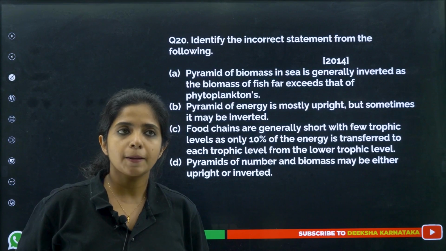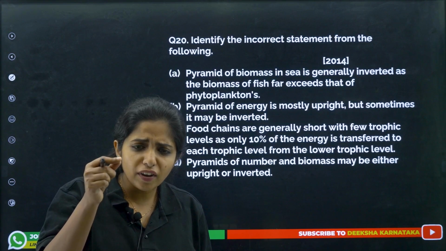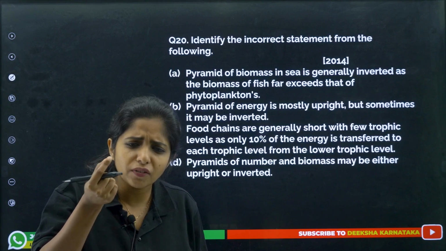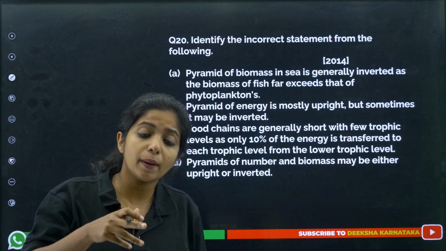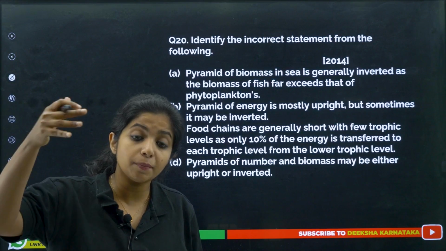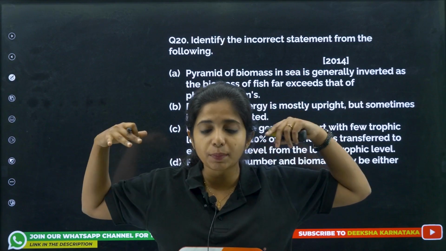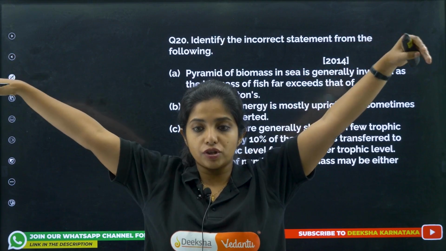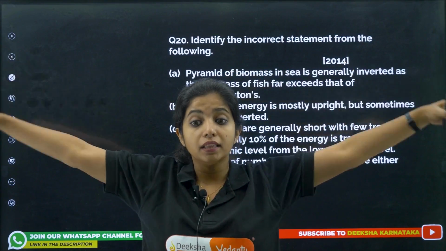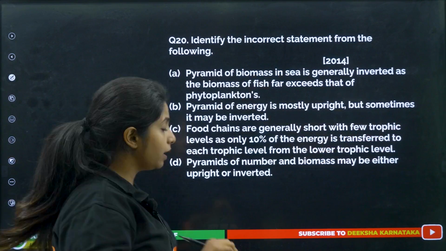In them, what happens? The phytoplanktons which are there, they are very small. They are the producers and they are fed on by zooplankton. Zooplanktons are fed on by small fishes. Small fishes are fed on by large fishes. So, who has the highest biomass, my dear children? Large fishes. And large fishes are occupying trophic level 4.